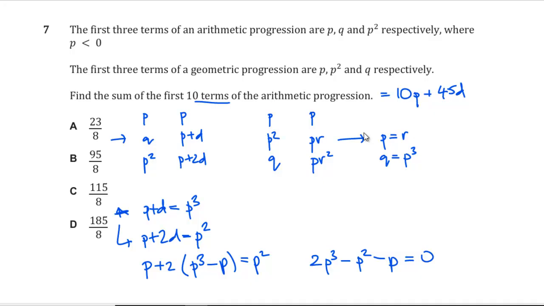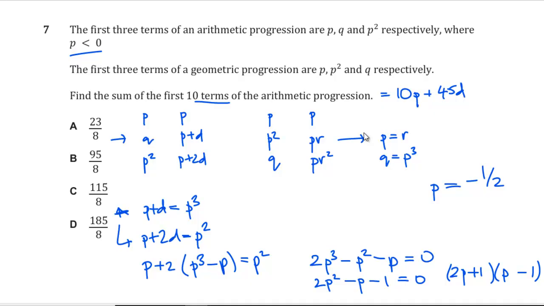P is less than 0, so I can get rid of a whole load of P's on this. So 2P squared minus P minus 1 is equal to 0. So that's going to be, I'm taking up so much of the screen here. 2P, I've got to have a minus 1, a plus 1, another P. So P is 1 or minus a half. So it's got to be minus a half because P's negative.